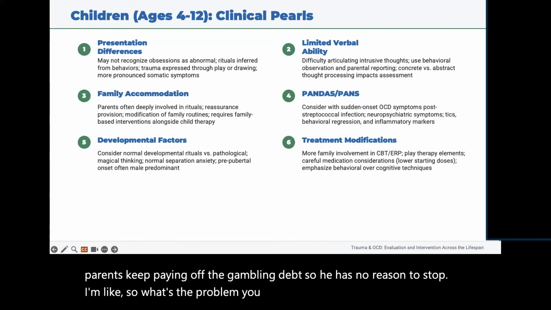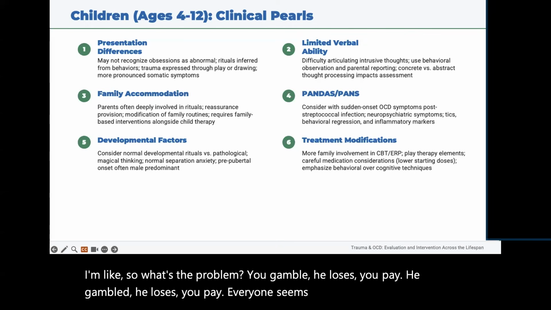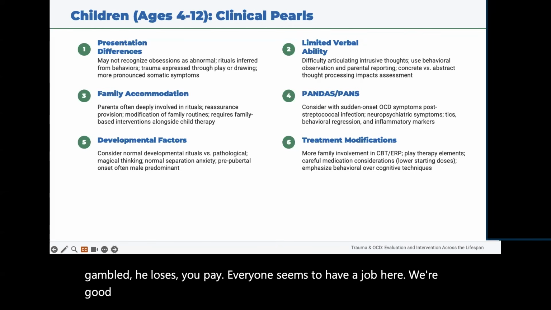You gamble, he loses, you pay. He gambles, he loses, you pay. Everyone seems to have a job here. We're good, right? Hard to break that cycle. So everyone's well-intentioned, but you can see how we're perpetuating.